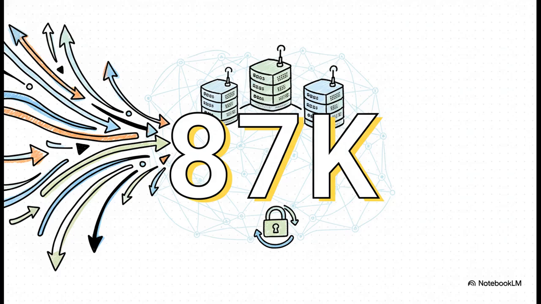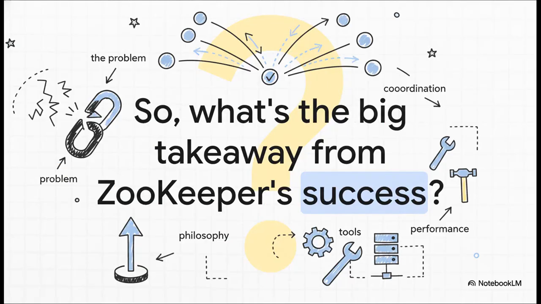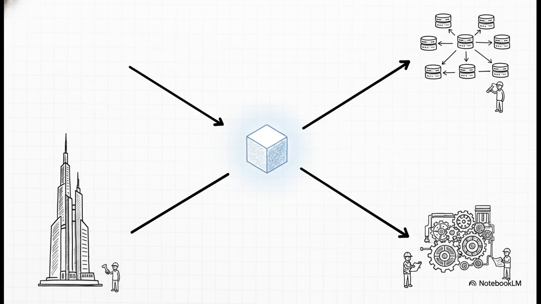That's some serious speed. So we've seen the problem, the philosophy, the tools, and the performance. What's the core lesson we should take away from all of this? It's this. ZooKeeper's power comes from its simplicity. Instead of forcing a complex, one-size-fits-all solution, it provides a minimal, weightless coordination kernel. It gives developers a few sharp, simple tools and trusts them to build what they need. And the result is systems that are incredibly fast, reliable, and scalable.